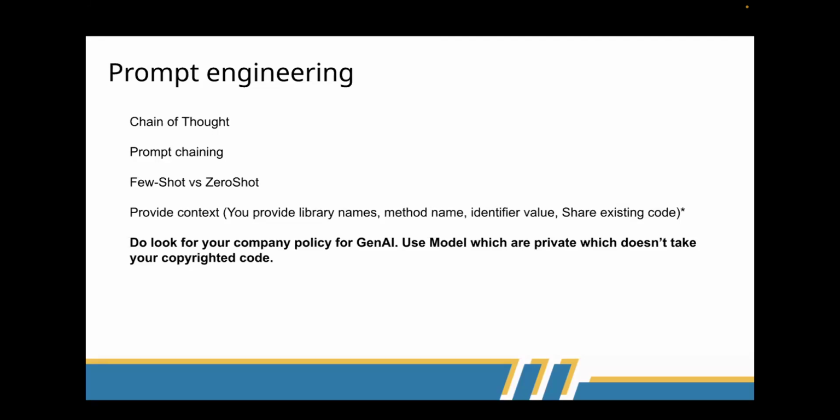So that typically goes with chain of thought and prompt chaining. You pass one prompt and then get the answer. If you do it in multiple steps, that's called prompt chaining. And if you give a thought process, that this is how you should think about it, that typically comes as part of the chain of thought.